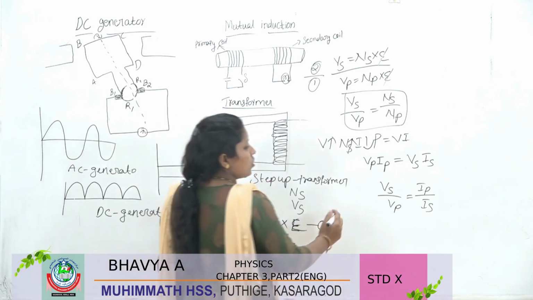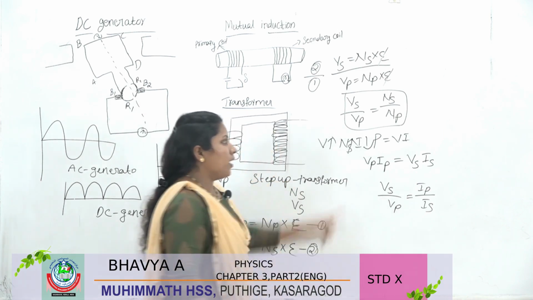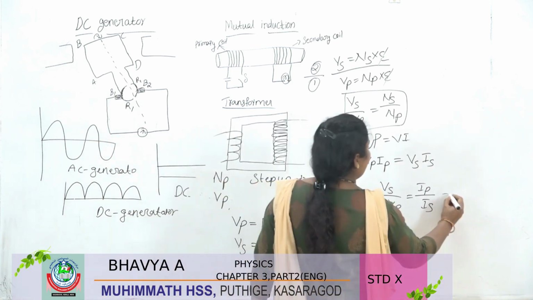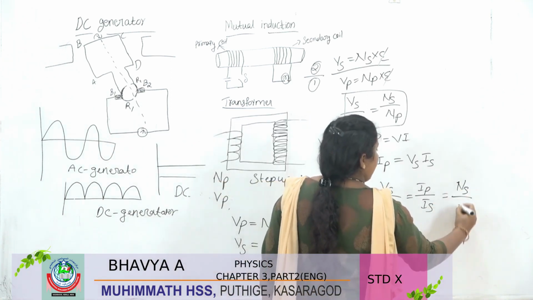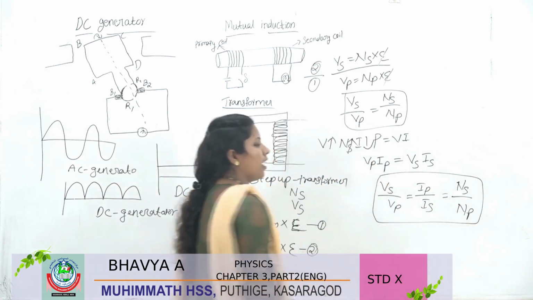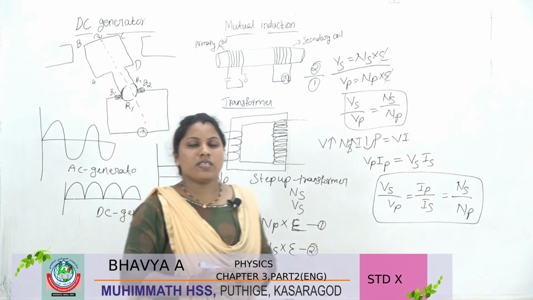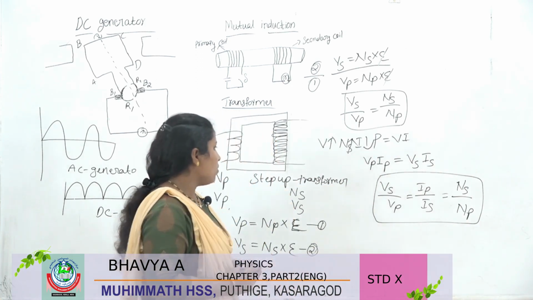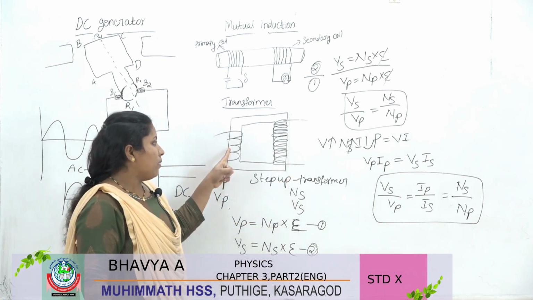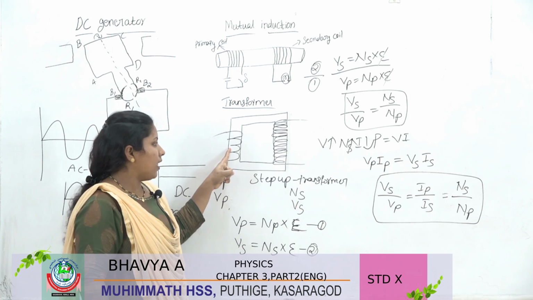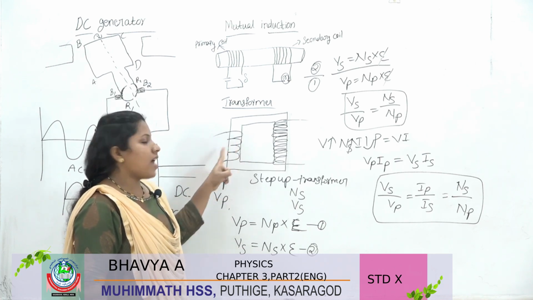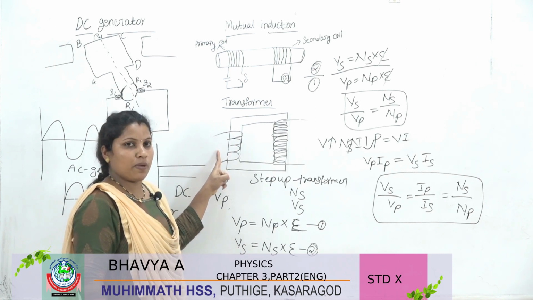See here the relation between voltage, number of turns and current. We can write it is equal to Ns divided by Np. This is the relation between voltage, current and number of turns in the transformer. So in a step up transformer, the primary number of turns is less, so the voltage is also less, but the current is high in the primary of a step up transformer.